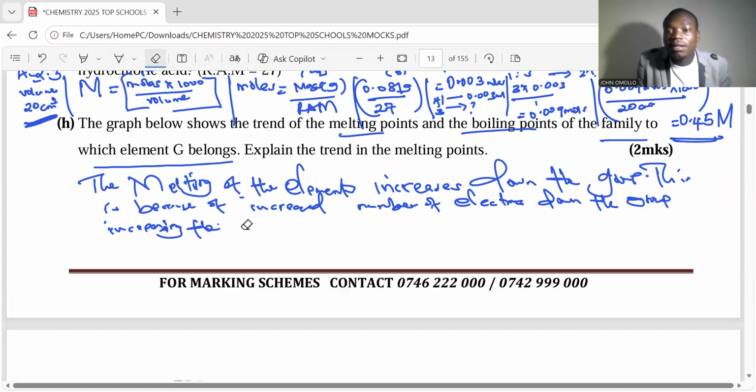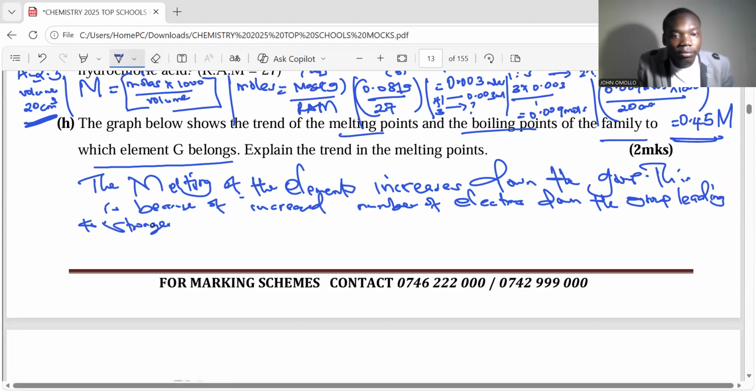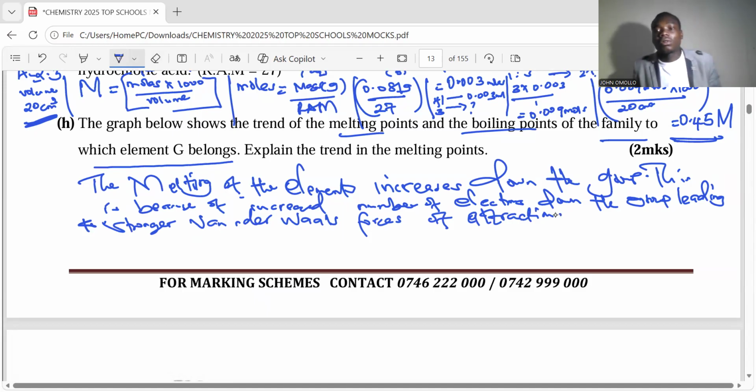So we have said this is because of the increased number of electrons down the group, leading to stronger van der Waals forces of attraction. Full stop. You earn the 2 marks.